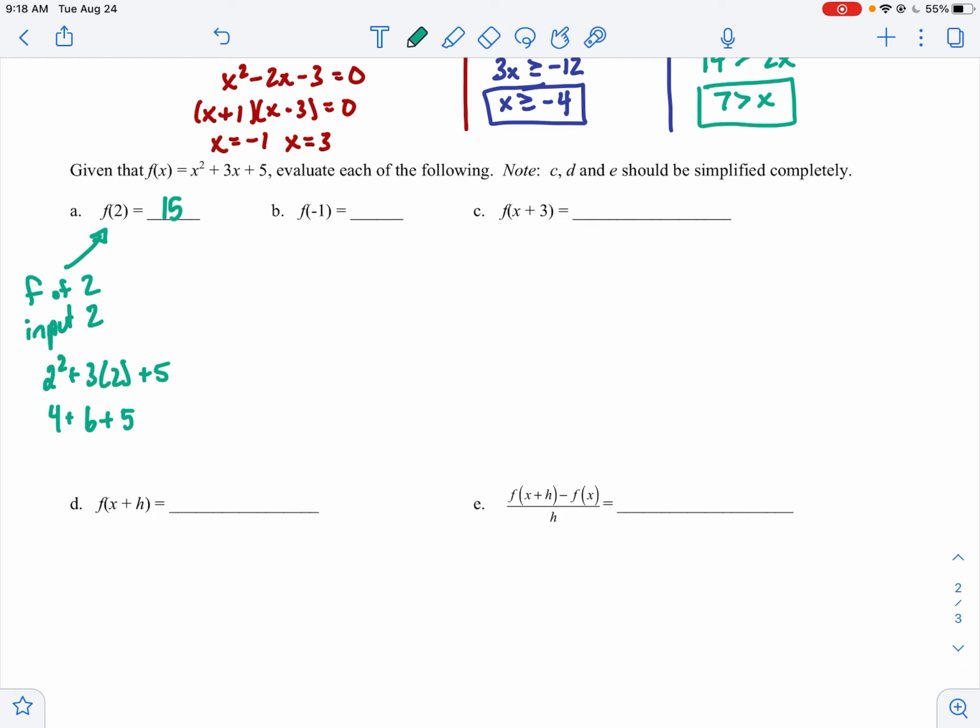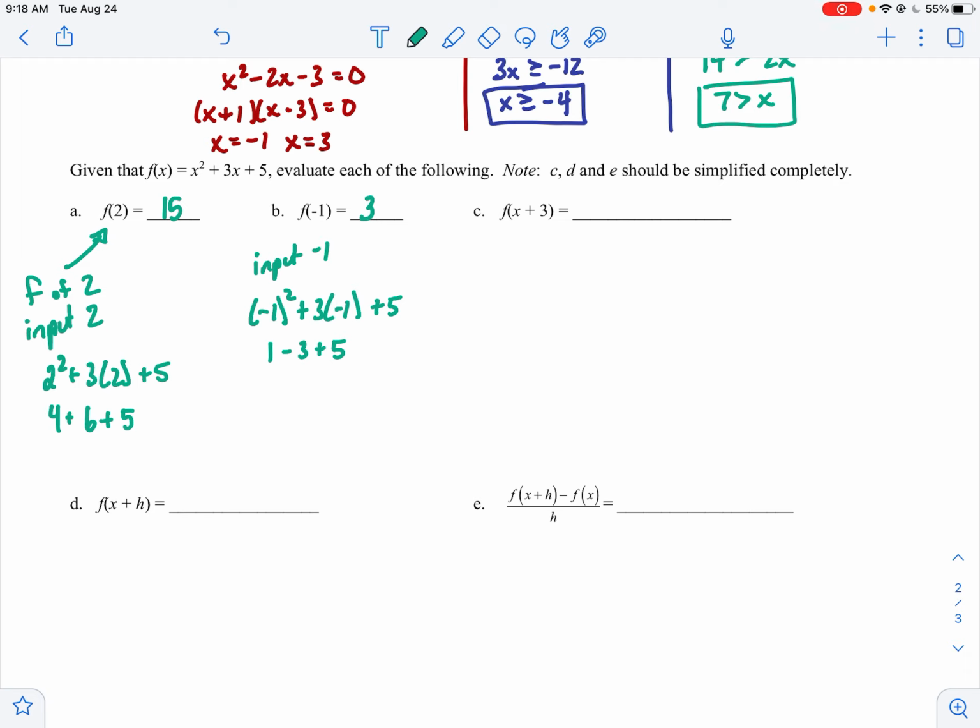So f of -1 just means that the input is -1. Okay, so that's just telling us what we're going to put into the function. We're going to input -1. The main thing on this one is it's -1 squared plus 3 times -1 plus 5. So you just got to be careful there because you're squaring a negative. So this would become 1 minus 3 plus 5. So -2 plus 5 is 3. Okay.